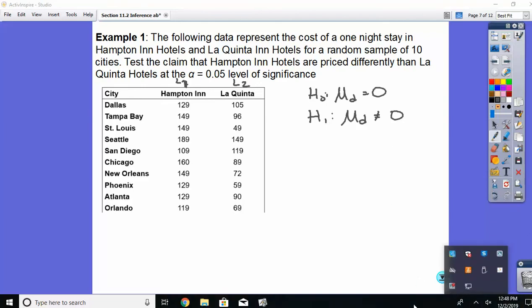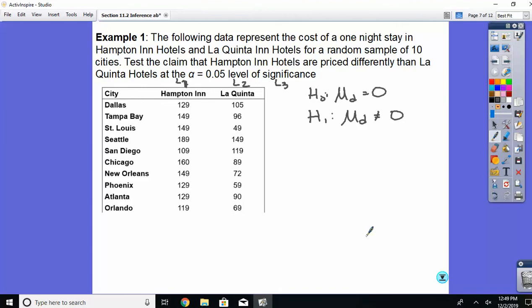Each of these in L1 and L2. I want you to go to L3 and then use your up arrow so you're actually on the title, the L3. And at the bottom it should say L3 equals. We want our L3 to equal L1 minus L2.